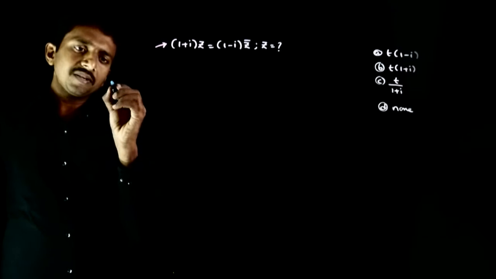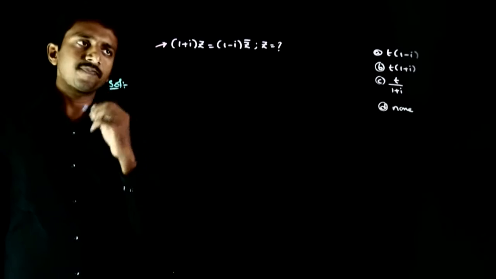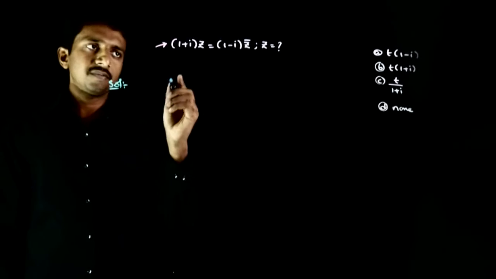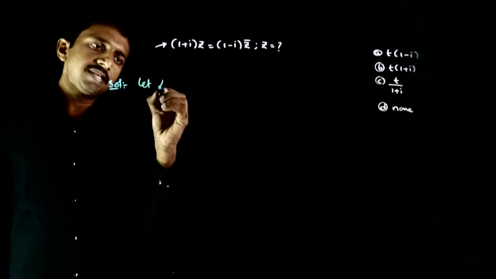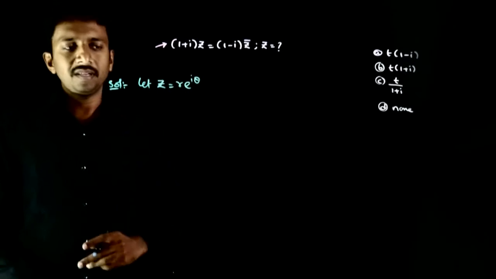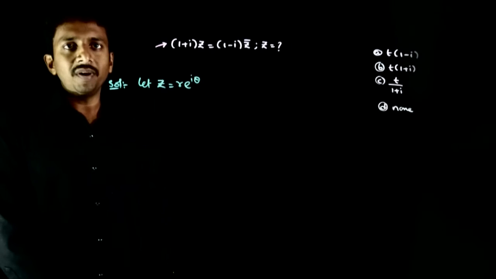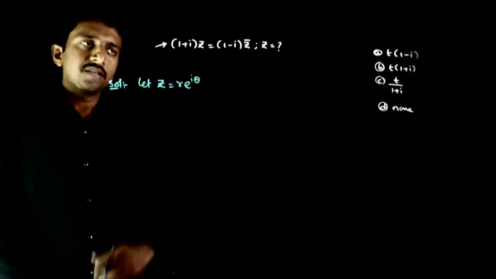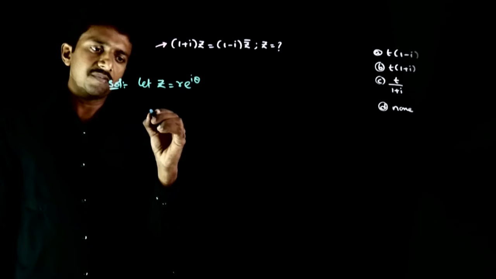So मैं क्या करता हूँ? So let us do some manipulations. So what I do is I'll take let z is equal to r into e power i theta लेता हूँ. Let z is equal to r into e power i theta. So now what does this equation become?